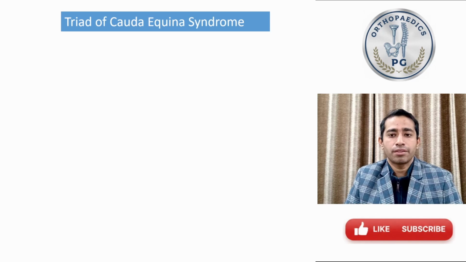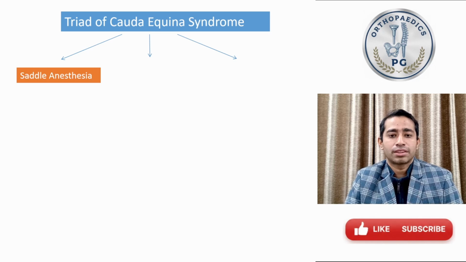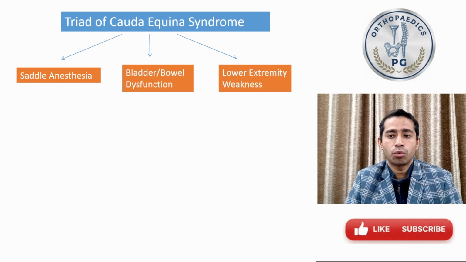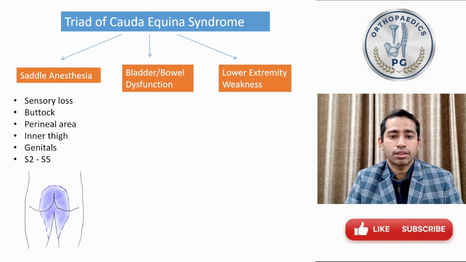The classic triad of Cauda equina syndrome consists of saddle anesthesia, bladder bowel dysfunction, and lower extremity weakness. Saddle anesthesia is sensory loss in the saddle area, which includes the buttock, perineal area, inner thigh, and genitals, and is supplied by S2 to S5 nerve roots.